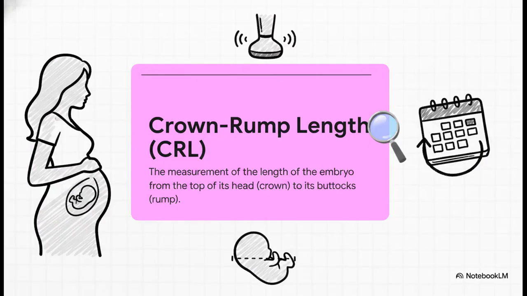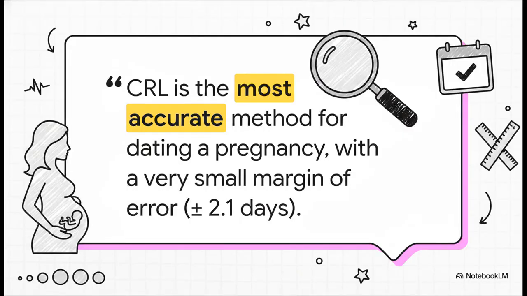Once we've confirmed the pregnancy is in the right spot, we need to date it accurately. And the absolute gold standard for this in the first trimester is the crown rump length, or CRL. And just like the name says, it's a simple measurement of the embryo from the top of its head right down to its bottom. And here's a point you absolutely need to highlight in your notes, because examiners love this. CRL is the single most accurate method we have for dating a pregnancy, with just a tiny margin of error. So why is this so important? Well, because getting this date right from the get-go is the foundation for every single growth assessment we do later on.